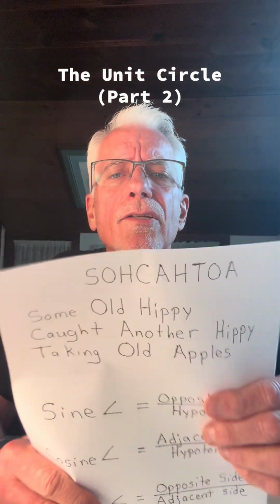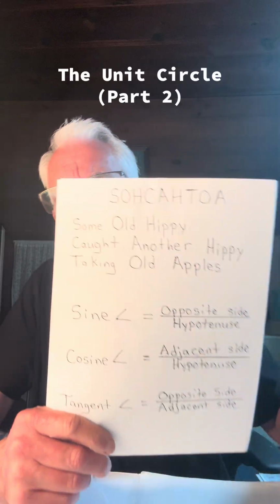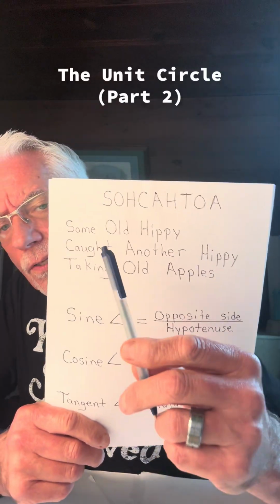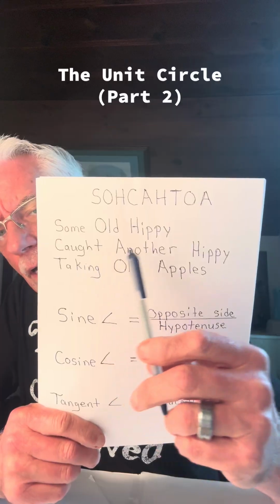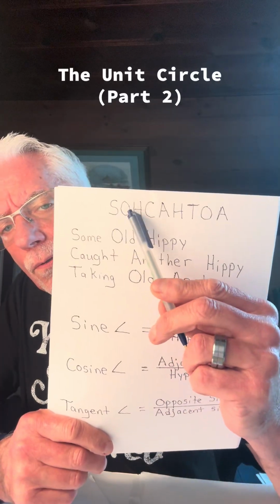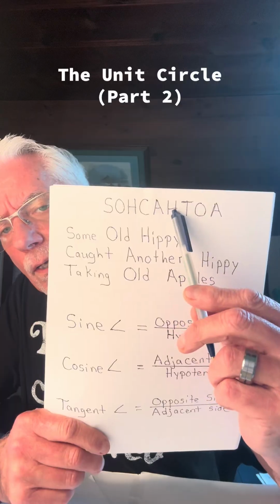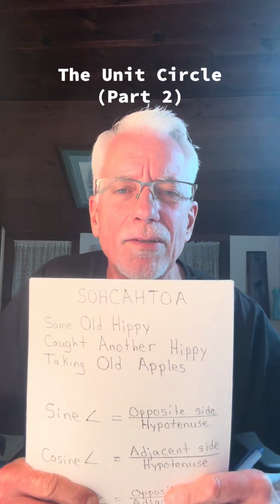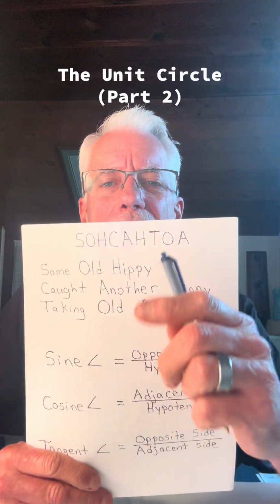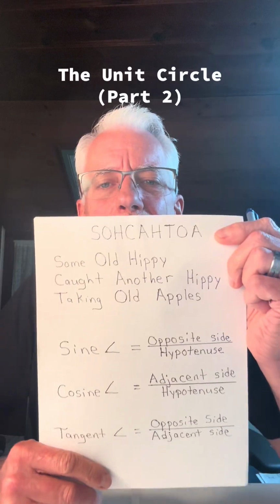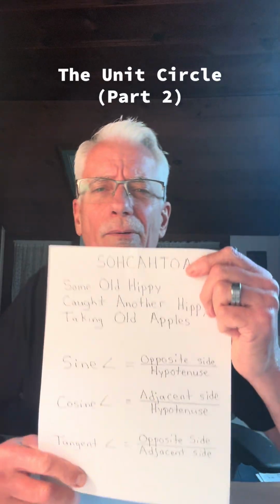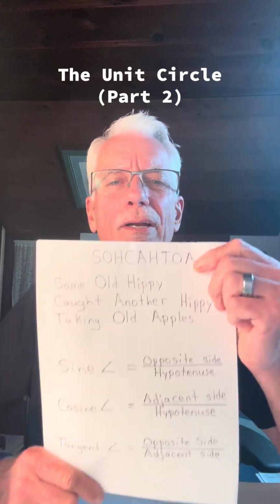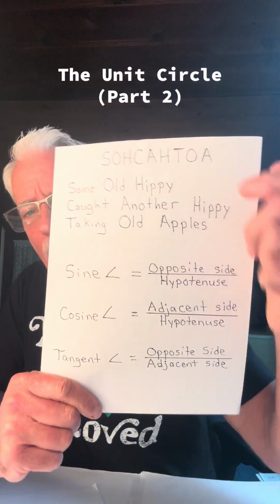So I'm reminding you what we learned in geometry, SOHCAHTOA. We're going to need this, you guys, for the unit circle. SOHCAHTOA, some old hippie caught another hippie. I know there's another way to do this, but it's not appropriate to say in a classroom, you guys. But taking old apples, I like that way better. And if it helps you remember the other way, far out, you guys. I'm not comfortable saying it.